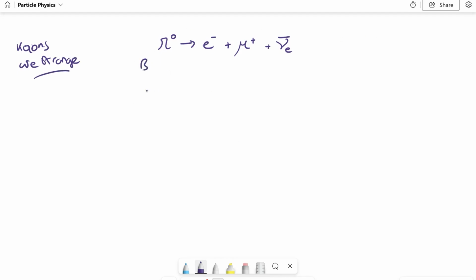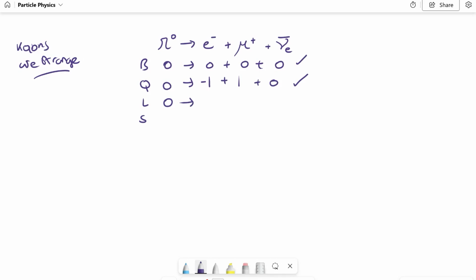Again, is this allowed? Well, we've got baryon number, charge, lepton number, strangeness. Pion, not a baryon, goes to not a baryon, not a baryon, not a baryon. So that's good. Charge, we've got 0, goes to -1, +1, +0. So that's allowed. That's also allowed.